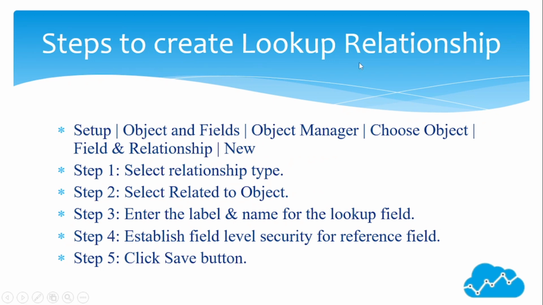So the steps to create a lookup relationship: setup, objects and fields, object manager, choose the object, fields and relationships, click the new button. Step 1, select the relationship type. Step 2, select the related to object. Step 3, enter the label and name for the lookup field. Step 4, establish field level security for the reference field. Step 5, click on the save button.